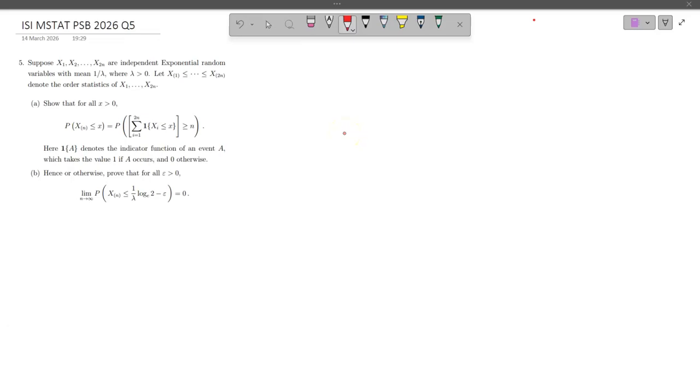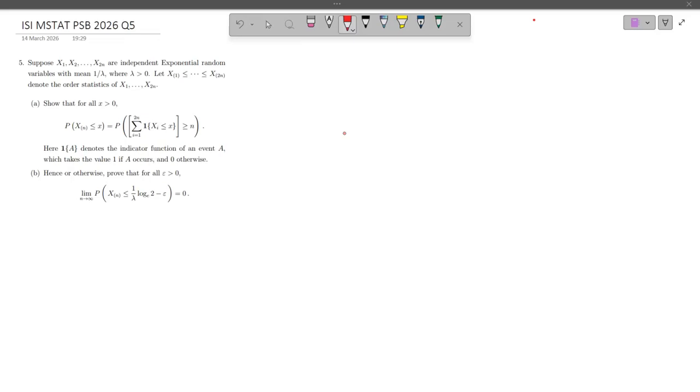Hello friends, today we are going to discuss question 5 from the ISI MStat 2026 admission test. This is part B. Question 5 states: suppose X1, X2, ..., X2n are independent exponential random variables with mean 1/lambda, where lambda is positive. Let X(1) ≤ X(2) ≤ ... ≤ X(2n) denote the order statistics.